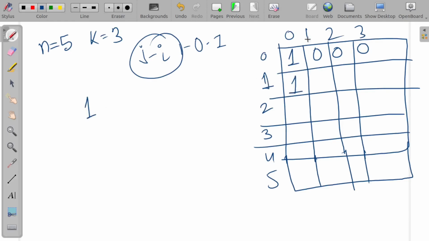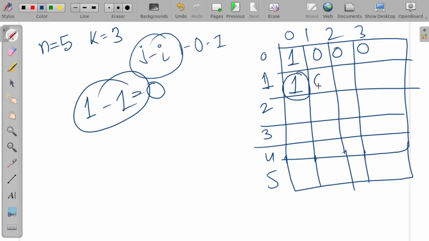And for 1 and 1, what is the value? 1 minus 1, that is 0. So what value is present? That value is present. So 1 minus 1, 0. So after that all the values have become 0. So 2 minus 1, that is 0. So 0 minus 0, 0. 3 minus 1, 0. So 0 minus 0, 0.